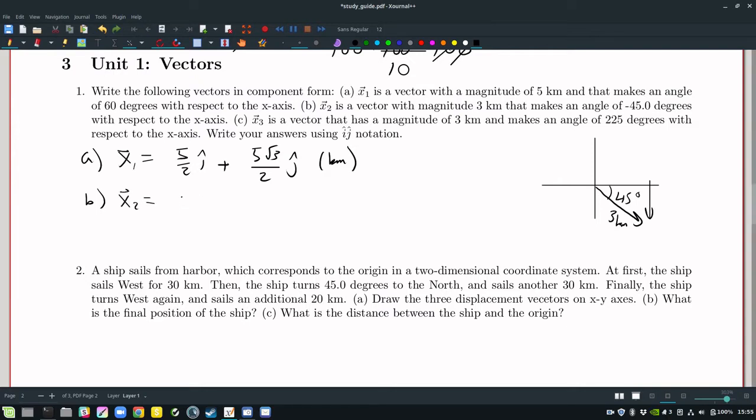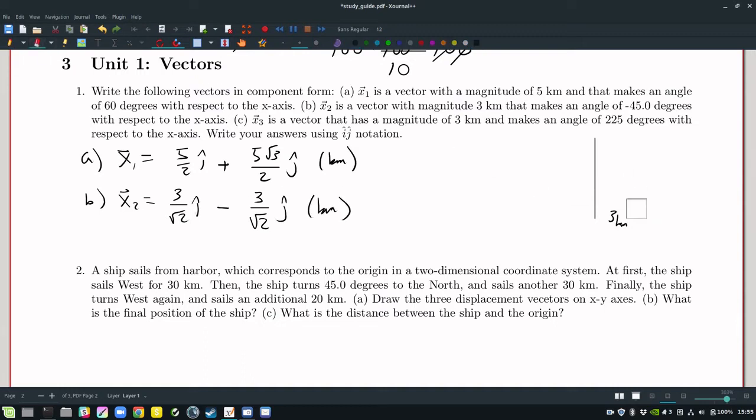We're looking for the x component. It's got a magnitude of 3 kilometers, but that will be 3 divided by the square root of 2 i, because that would be the cosine of 45 degrees times the magnitude. Will give you the x component. And then the y component will be negative 3 kilometers times the sine of 45 degrees, which is 1 over the square root of 2. And we know that it's negative because this is a negative 45 degrees, so the y component points down. The units are again in kilometers.